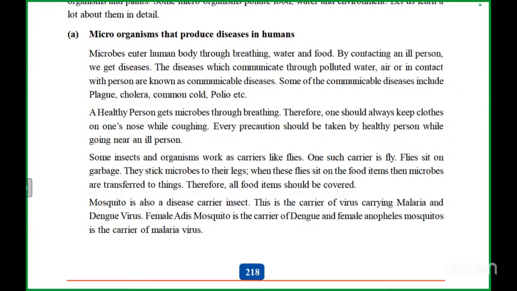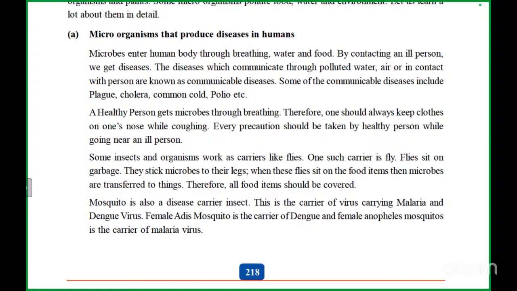Yes, Hannah? Ma'am, when the mosquitoes or flies sit on unhygienic areas, they carry bacteria, ma'am, you said. Ma'am, won't they get infected by it? No, no, no. They don't get infected by it.